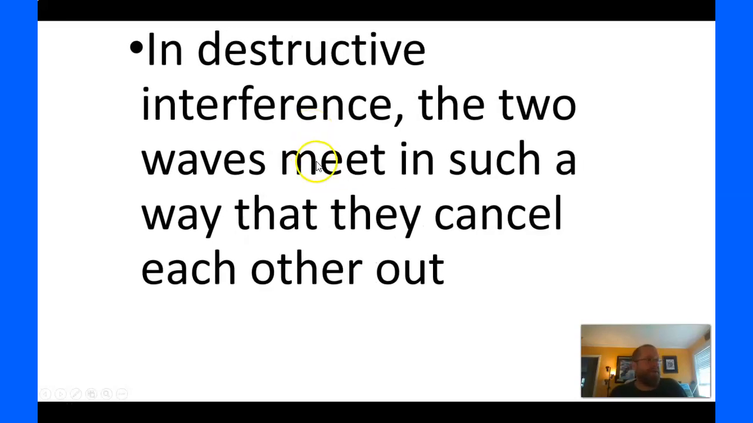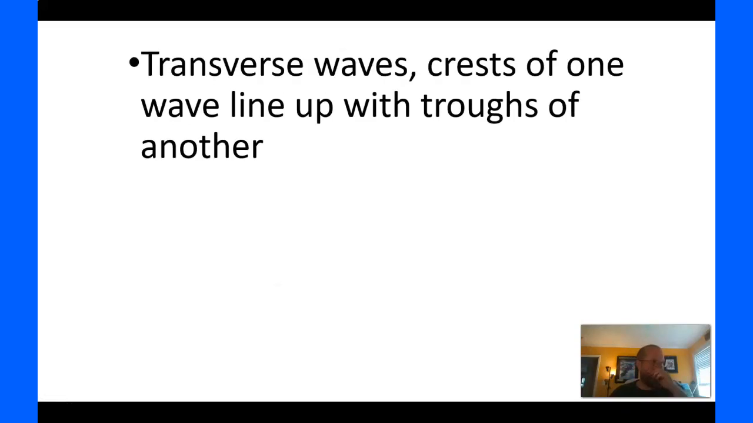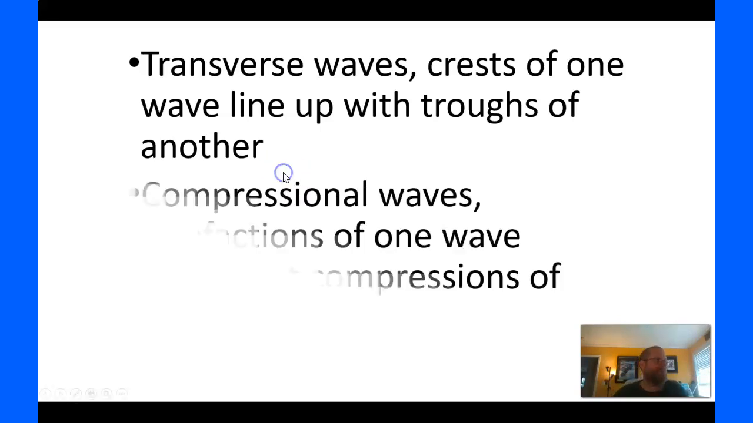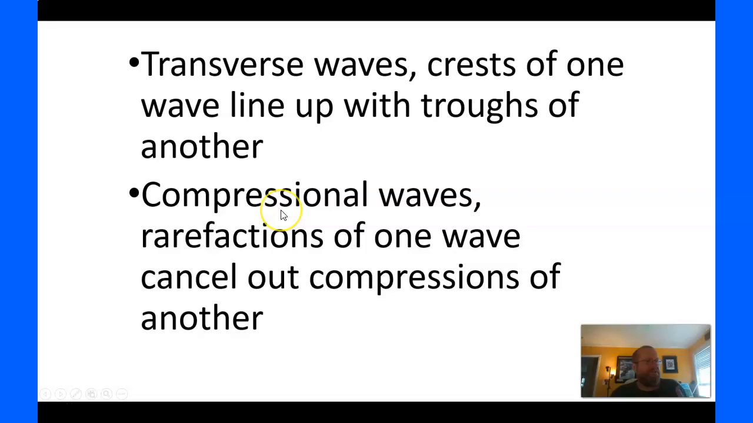Destructive interference: the two waves meet in such a way that they cancel each other out. Pause, write it down, then come back. In transverse waves, it means that the crests of one wave line up with the troughs of another wave. So one wave's telling the medium to go up, the other wave's telling the medium to go down. The medium just doesn't move, or it moves less than it would, let's put it that way. For compressional waves, rarefactions of one wave will line up with the compressions of another and cancel them out. So the medium is being compressed by one wave and stretched out by the other wave, and the medium just doesn't move.